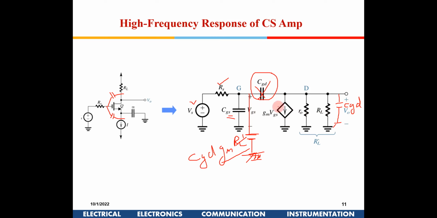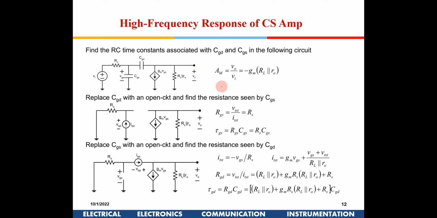Now the CS amplifier, initially we didn't have these two. Now these two capacitances also get incorporated into the design, so the circuit will get modified. Now how does the circuit operate at high frequencies? We need to find out. There are several techniques. So let's take the first technique, which is the RC time constant method.